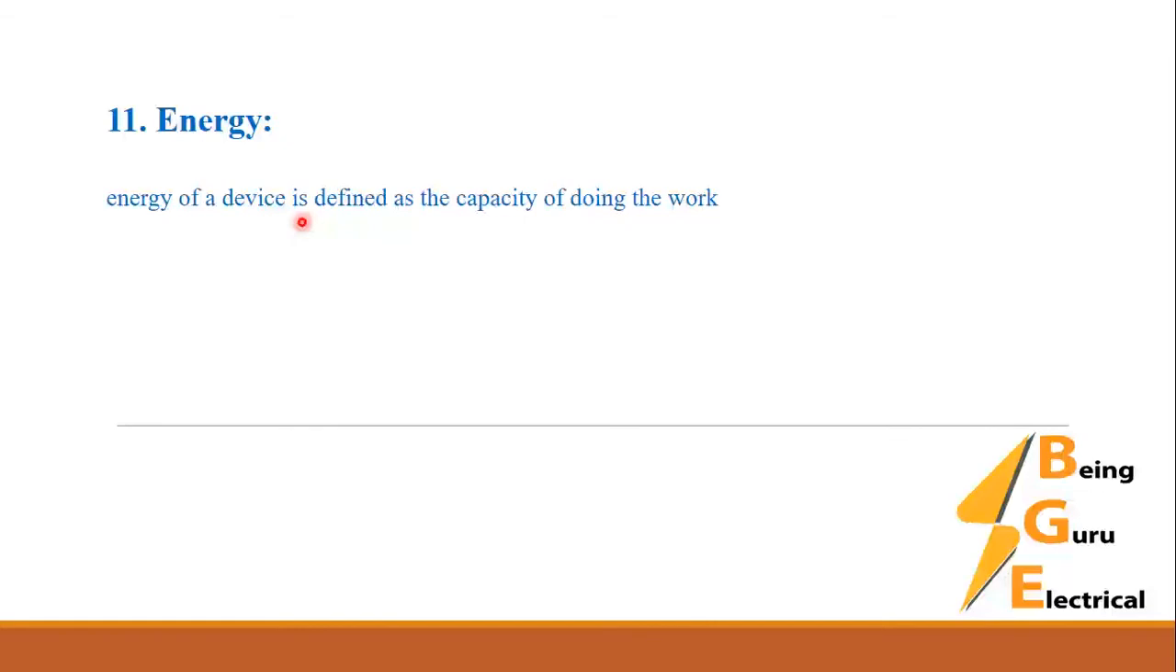Number 11, what is energy? Energy of a device is defined as the capacity of a body to do work. It's called energy.